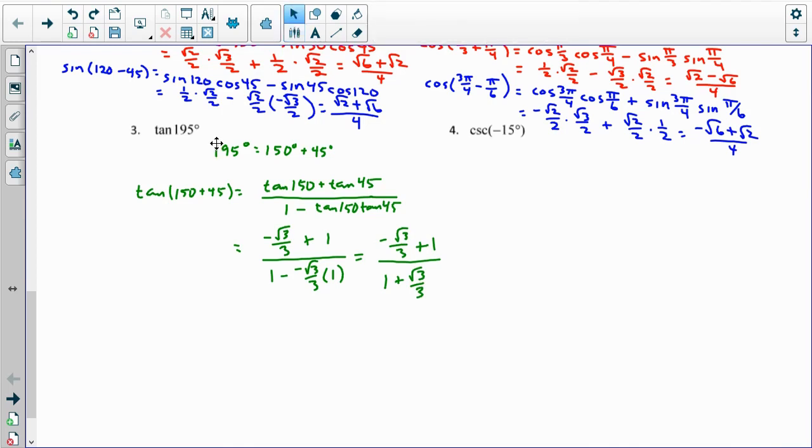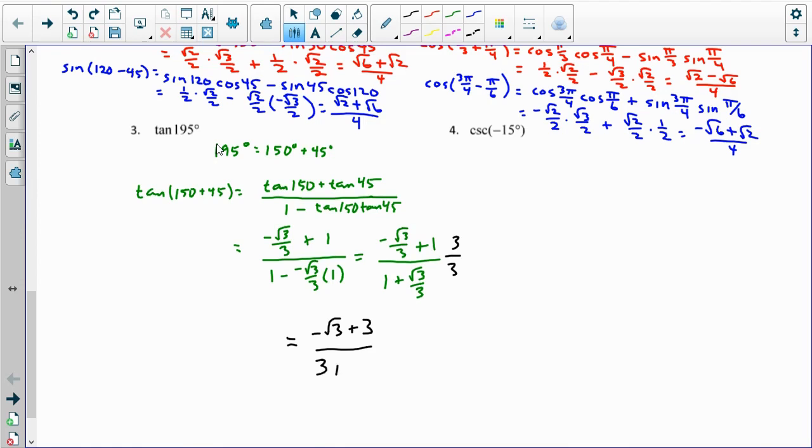So I have negative root 3 over 3 plus 1 divided by 1 plus root 3 over 3. I can't leave my answer like that because it's not rationalized. So I'm going to multiply the top and bottom by 3. Multiplying the top and bottom by 3 is essentially going to multiply by 1. It's a fancy form of 1. And so that cancels off the 3's in the denominators. So I have negative root 3, and then I distribute the 3 to the 1's. So I get negative root 3 plus 3 over 3 plus root 3. And that's equal to the tangent of 195.